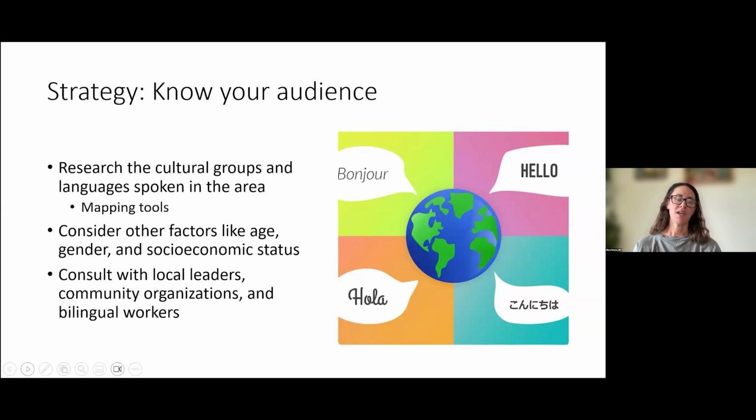And then language also incorporates more than just, again, one population of people. We also have to think about how do we reach folks of different age, different gender, different socioeconomic status. There's probably going to be messages that are different and similar between all of those factors. We definitely want to consult with local leaders and community organizations and bilingual workers to help us figure out some of these answers.